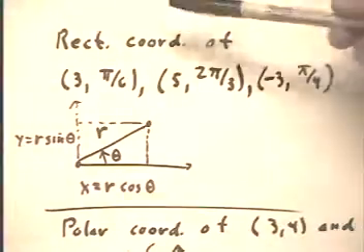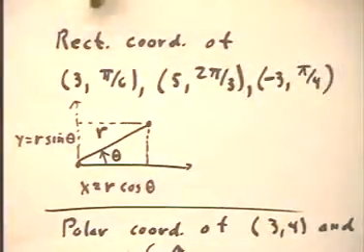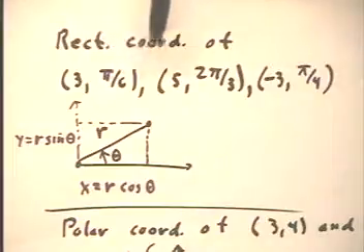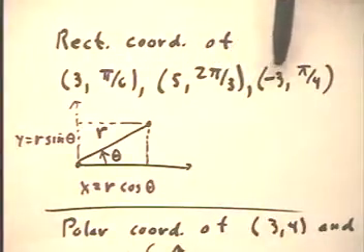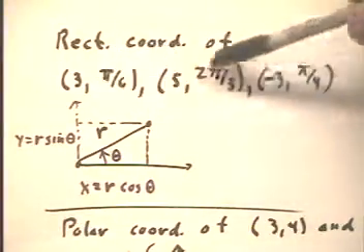To find the rectangular coordinates of, well, let's pose the question first. How do we find the rectangular coordinates of 3, pi over 6; 5, 2 pi over 3; negative 3, pi over 4? You should pause and attempt to find the rectangular coordinates of these points.